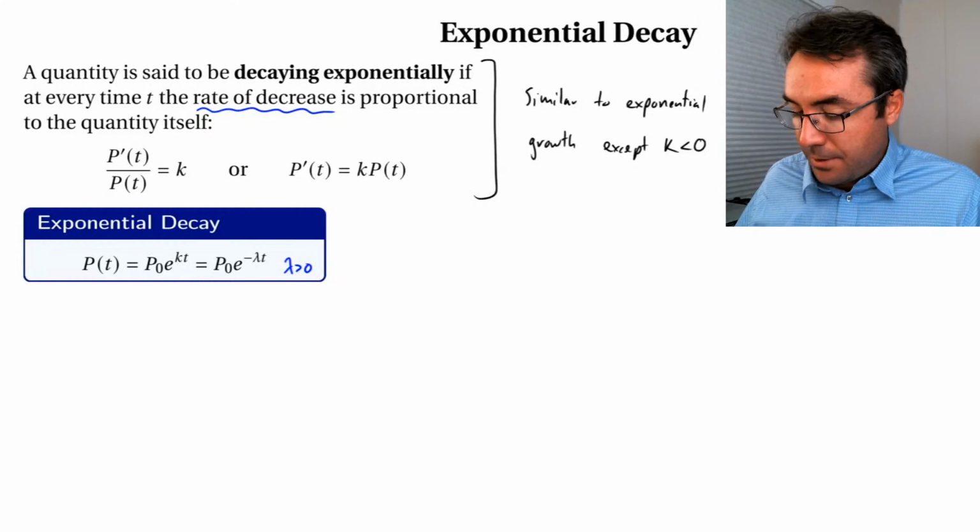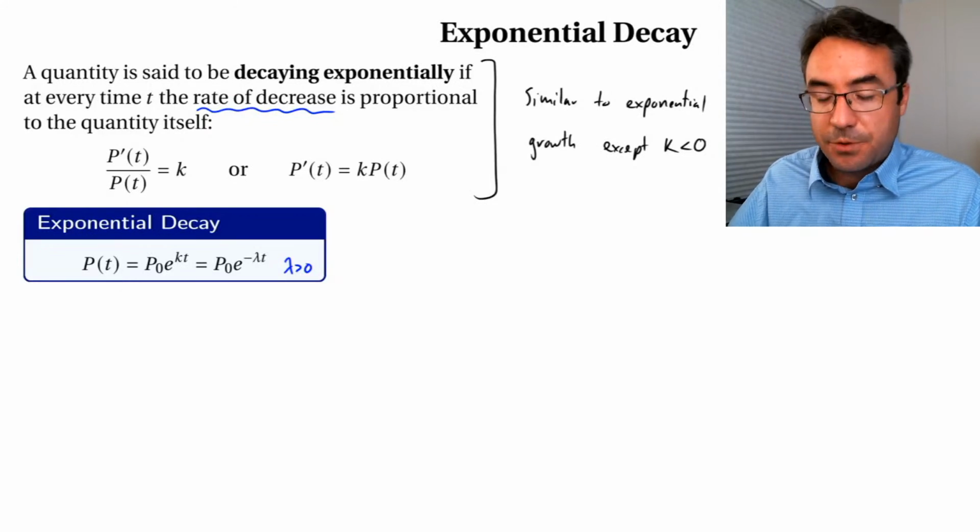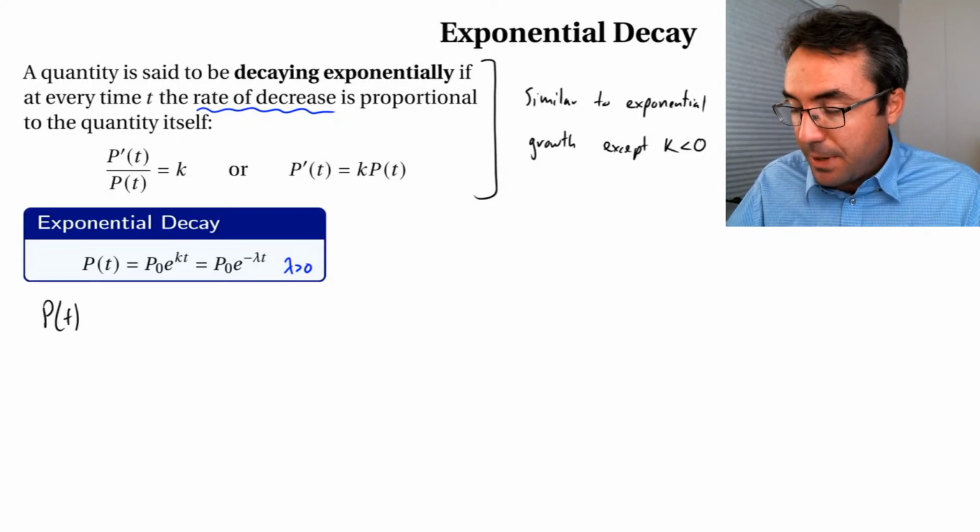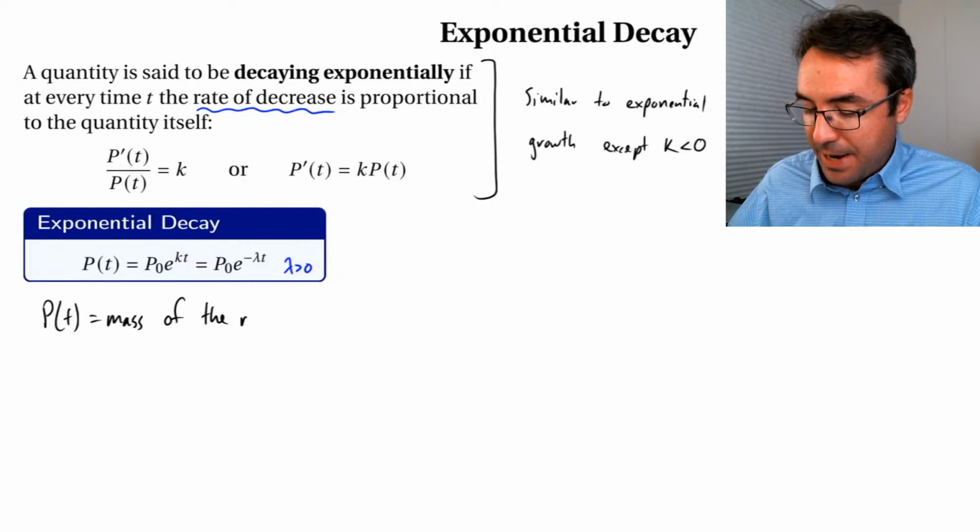All right, so what do the quantities here represent? Well, p of t represents the mass of the radioactive element.